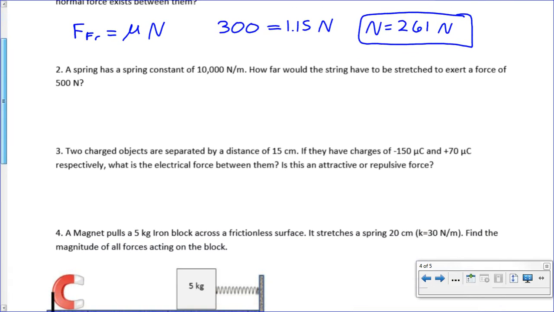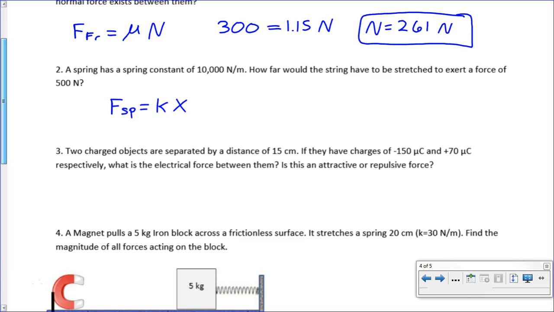For problem number 2, it says a spring has a constant of 10,000 newtons per meter. How far would the spring have to be stretched to exert a force of 500 newtons? So on this one, 500 newtons is the force, the spring force. The equation, by the way, that we're using here, I'll write that out quick first, is F_sp equals kx, the spring constant, times the distance that it's stretched.